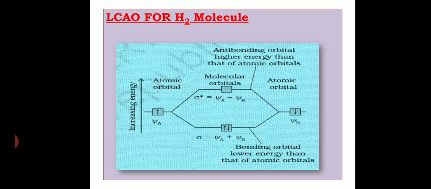The bonding molecular orbital has less energy, so it comes down, right? Psi A plus psi B. Whereas the anti-bonding molecular orbital has more energy, it goes up. So bonding is represented by sigma and anti-bonding is represented by sigma star.